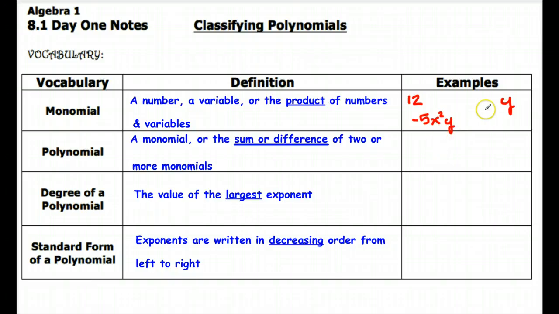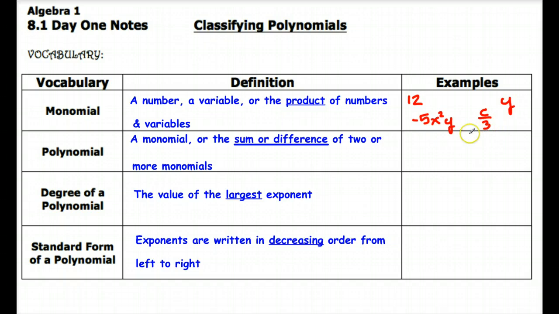You could also have a division problem like c over 3. Okay, because division is really multiplication in disguise. C over 3 means the same thing as 1/3 times c. So that's also an example of a monomial. So basically, the key to a monomial is it's any combination of numbers and variables as long as it's written as a product or a quotient. Okay, you just can't have sums or differences there.